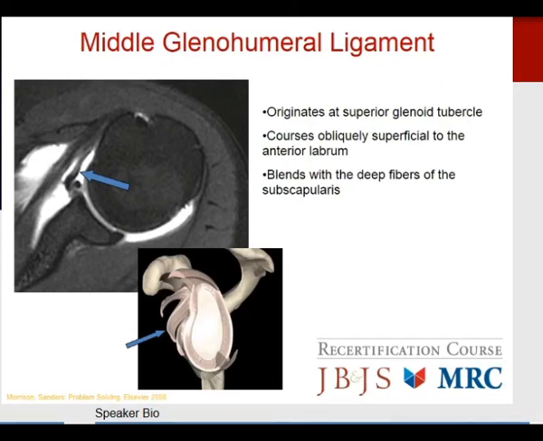On axial imaging, it looks like this band-like structure which is sitting deep to the subscapularis tendon and superficial to the anterior glenoid labrum. You don't want to mistake this for an avulsed labral fragment or a split tear of the subscapularis tendon. This is a normal anatomic structure, almost invariably seen on MR imaging in the axial plane.